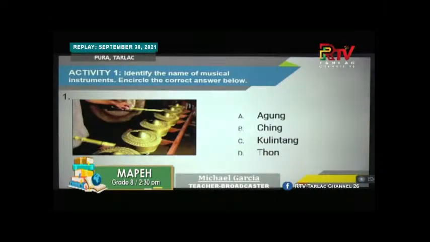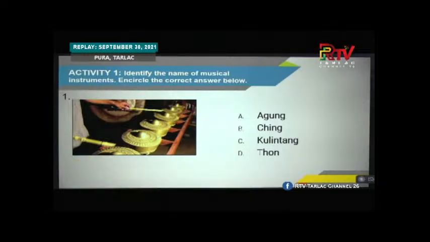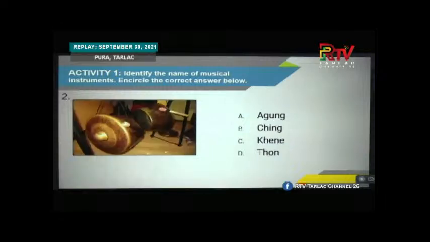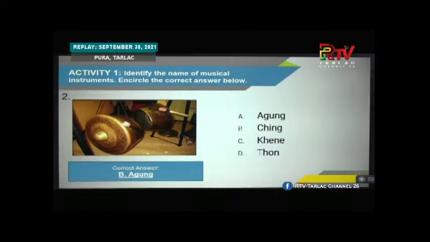Number 1. What is the name of this instrument? A. Agung, B. Cheng, C. Kulintang, or D. Ton? If you chose C. Kulintang, you are correct. Number 2. What is the name of this instrument? A. Agung, B. Ching, C. Kim, or D. Ton? If you chose B. Agung, you are correct.